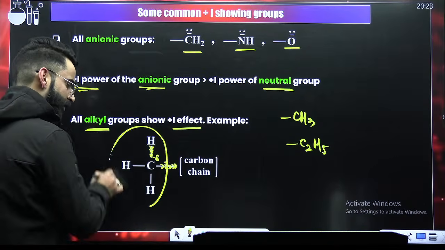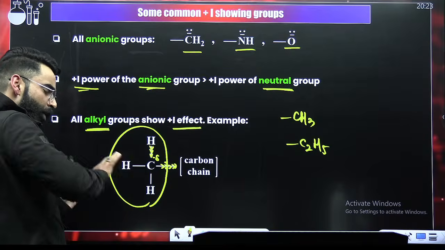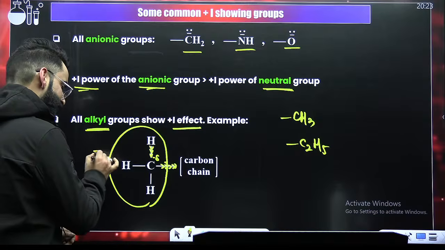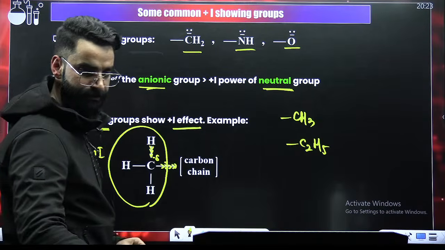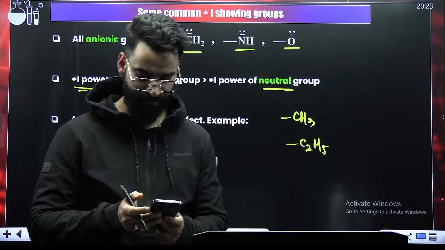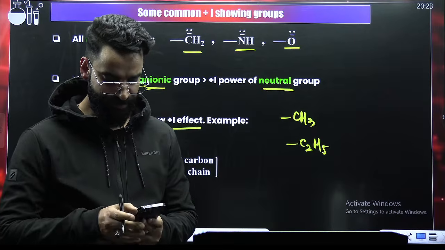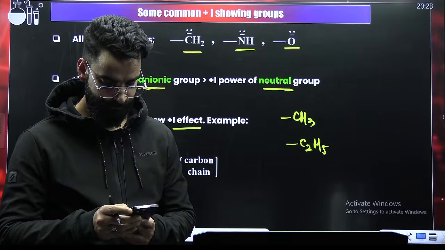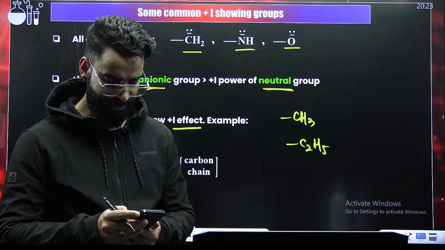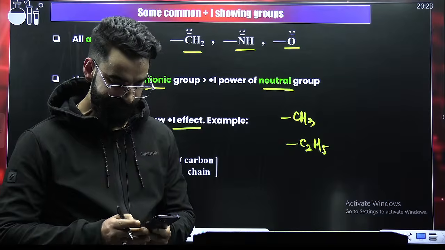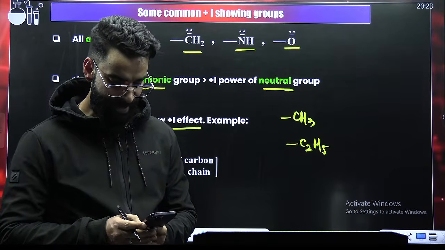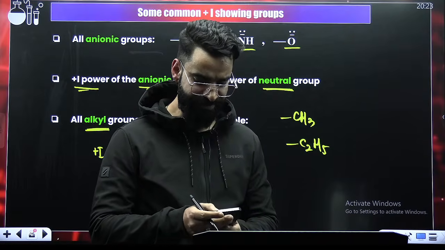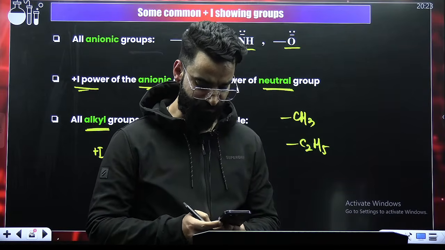So is this particular group withdrawing the electron density or pushing the electron density? It is pushing the electron density towards the chain, right? So I would say this group is going to show plus I effect. Right, people? Am I clear? Everyone in the chats? Whatever things I've discussed till now, are all these things very, very clear to you?